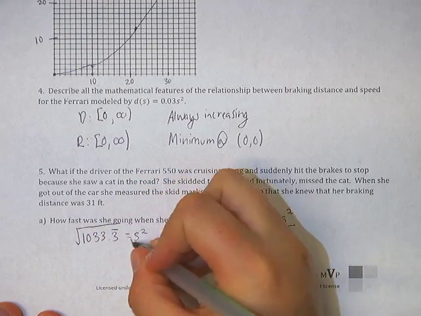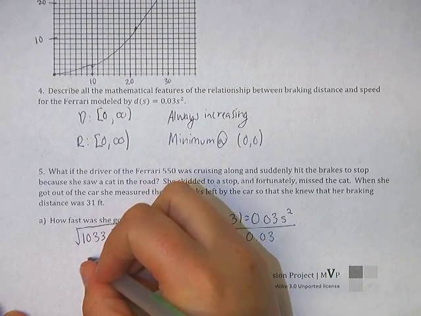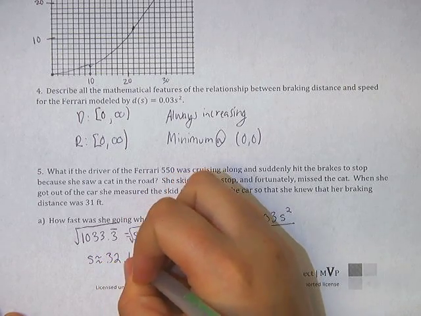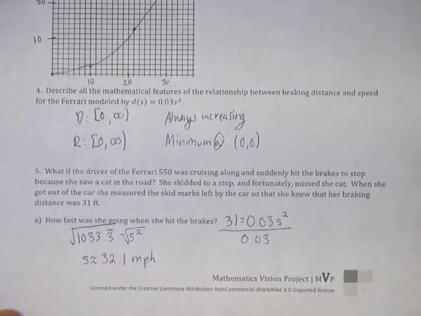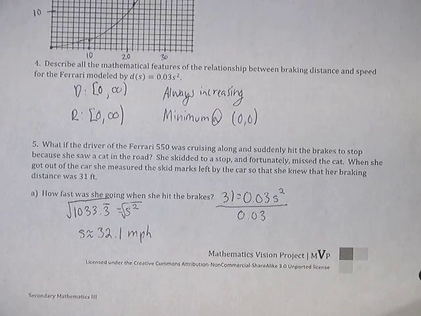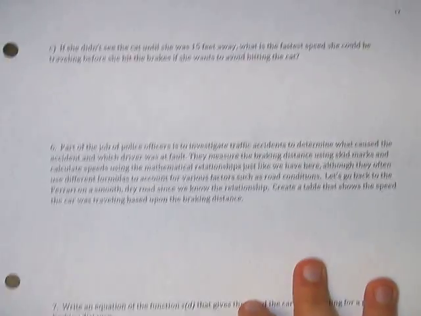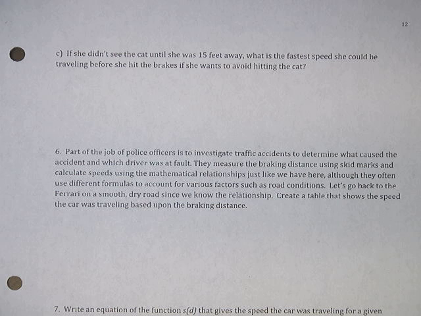I end up with 1033.3 repeating equals s squared. And when I punch that into my calculator, because I need to take the square root of both sides, I end up with s being about 32.1 miles per hour. So there we go. She was going about 32.1 miles an hour.